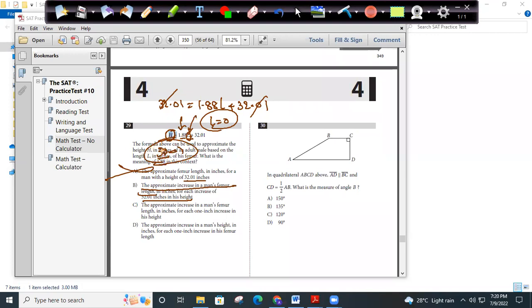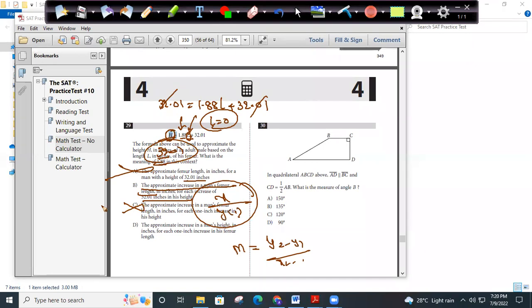Is it making any sense? The moment I read option B, I was about to laugh. What is this? Nonsense. Now let me come to option C: the approximate increase in a man's femur length in inches for each 1 inch increase in his height. Reverse again. He's saying the change in x when y changes by 1 unit. At least slope is y2 minus y1 by x2 minus x1, not x2 minus x1 by y2 minus y1. If anyone is answering C for Chennai, you are in hurry mode.